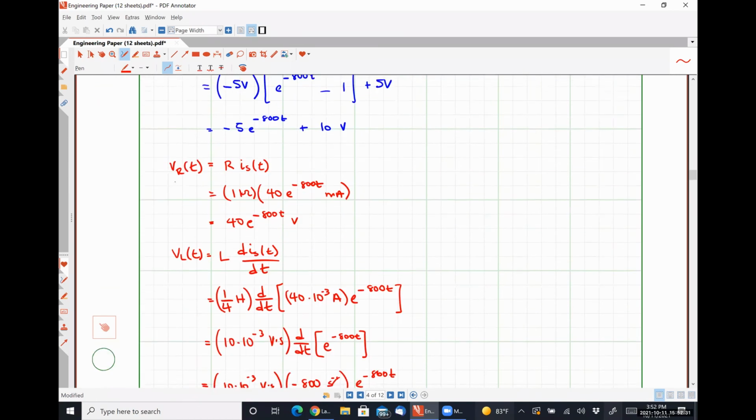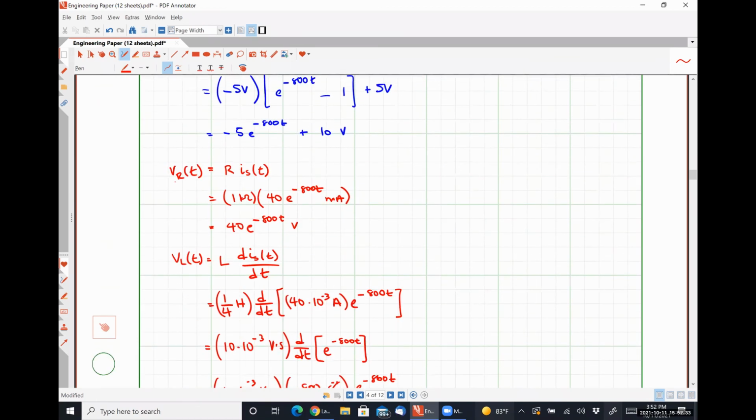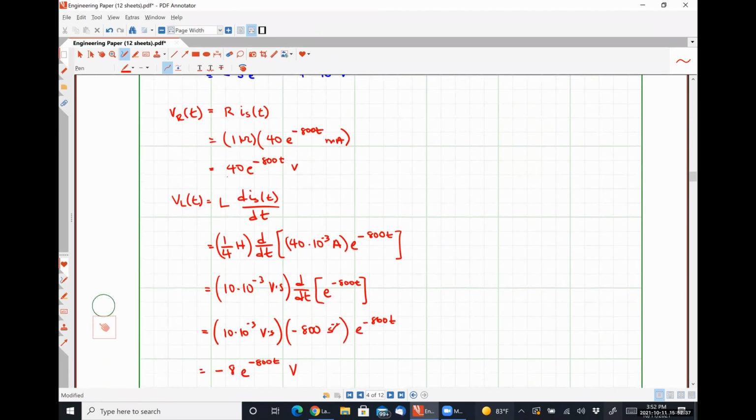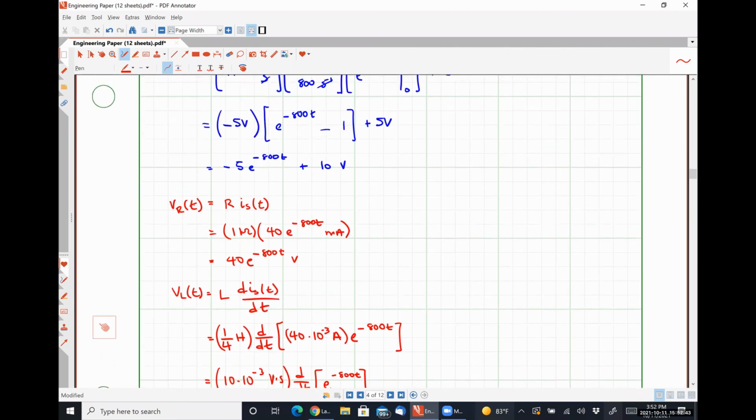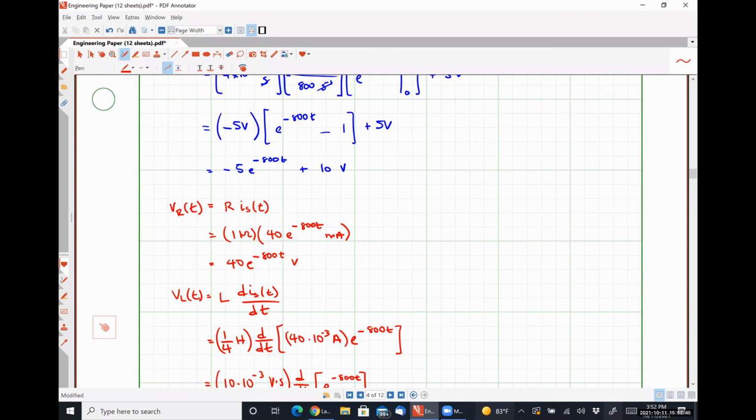All right. So I have the 40 e to the minus 800t from the resistor voltage, negative 8 e to the minus 800t from the inductor voltage, and minus 5 e to the minus 800t from the capacitor voltage. Add those together and we get 27 e to the minus 800t. All right, that's enough out of me.